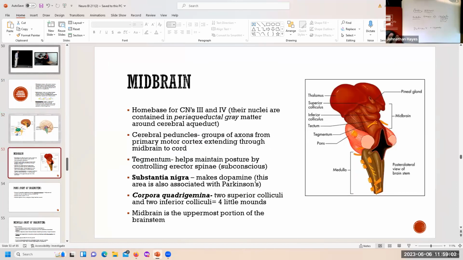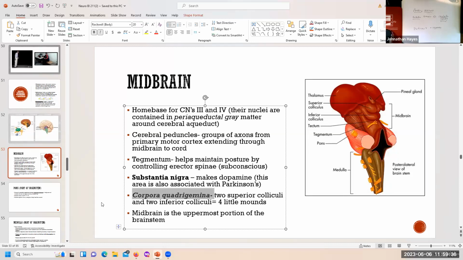Midbrain. I'm probably not going to be asking you about cranial nerve location, but again, the nice part about knowing that anatomically is if I saw a problem with oculomotor and trochlear nerve, we could trace that back to the midbrain. But substantia nigra, this is one of those areas that we associate with making dopamine, and it contributes to basal ganglia function. It's also affected with Parkinson's. Okay? And then corpora quadrigemina.